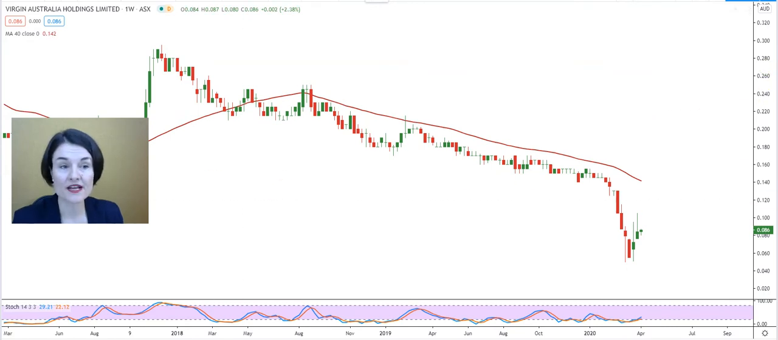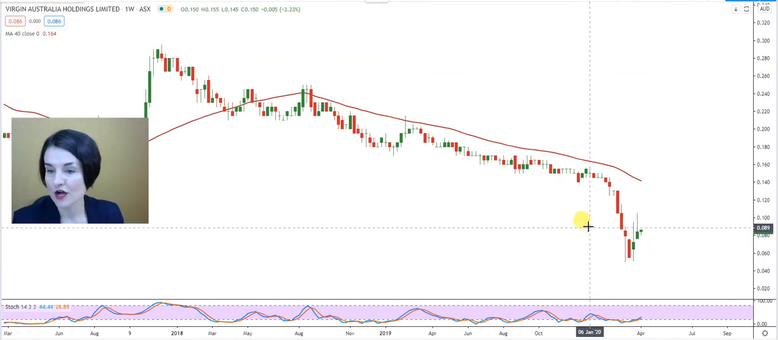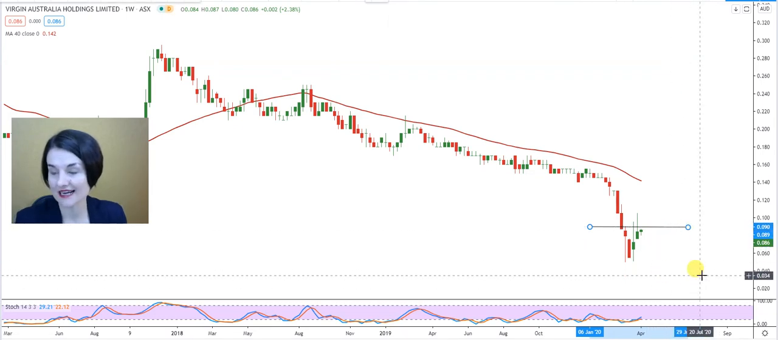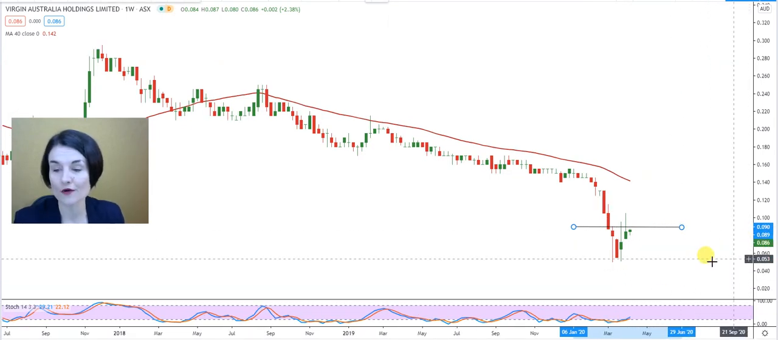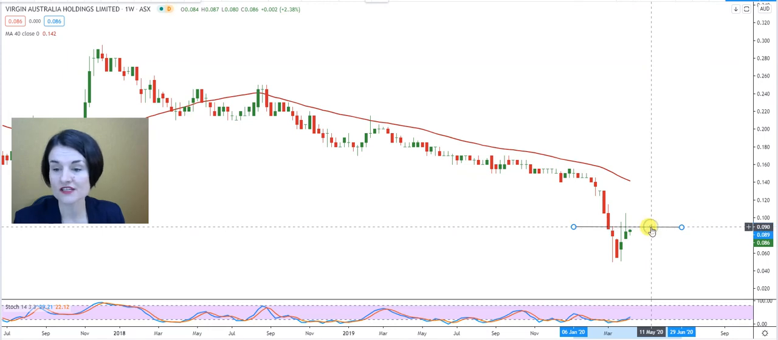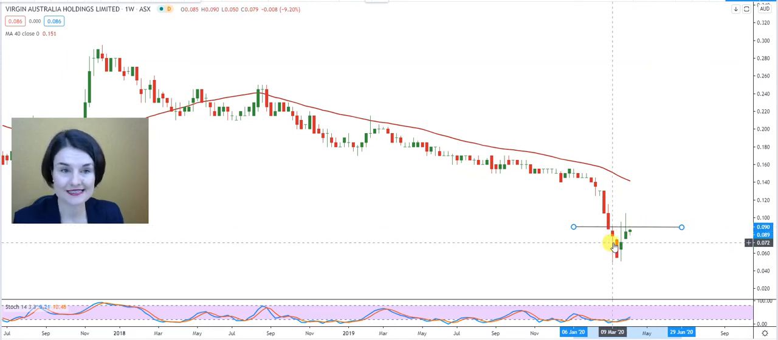So if you want to preempt it and you don't want to wait for resistances to change into a support, you can maybe accumulate at current levels at 0.089 Australian dollars, or you can wait for that resistance at 0.09 to change into a support. And that will be confirmation of the first sign of strength.